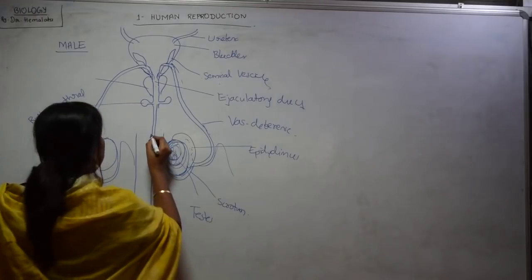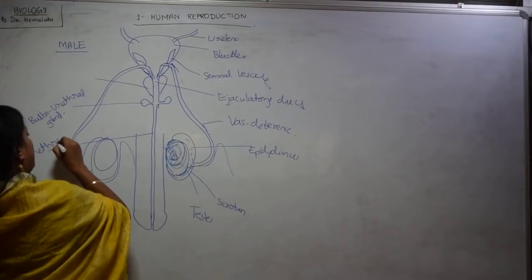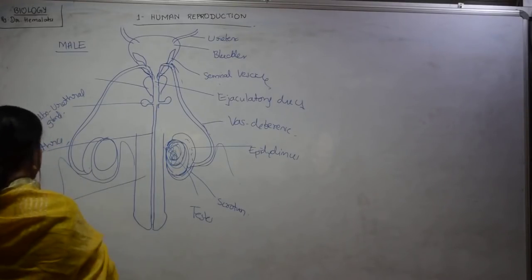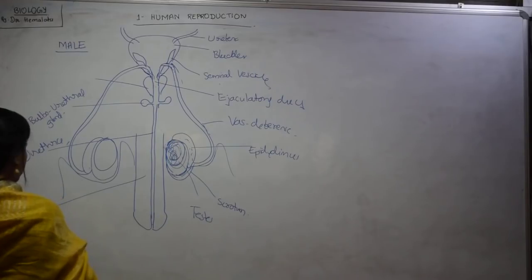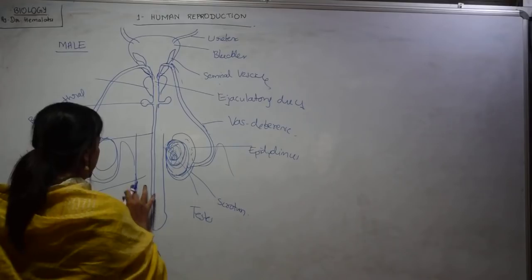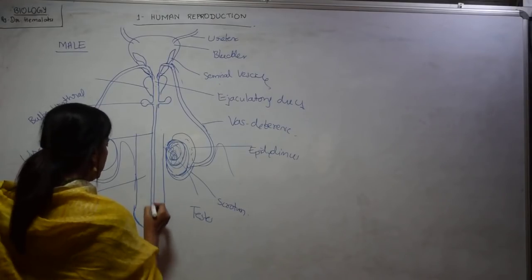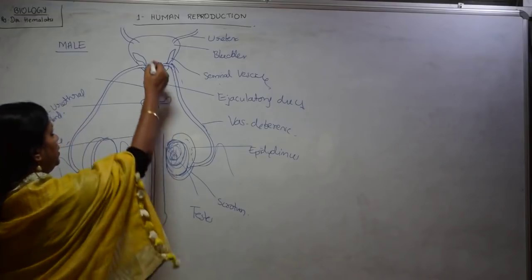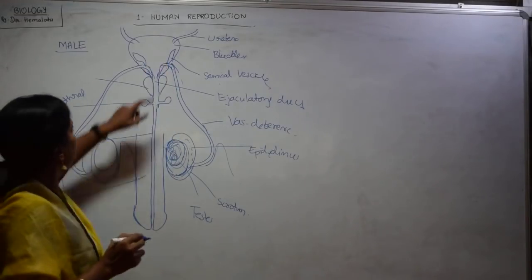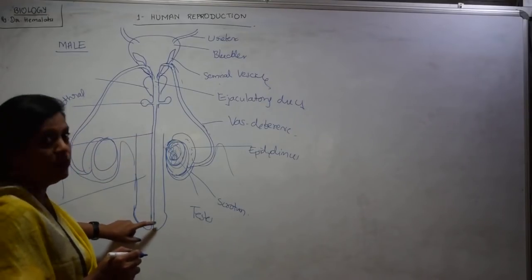Okay, and this is the urethra. This is the penis. And the tip of the penis is a slightly swollen part, right? Like this. It is the last part of it. This is the urethra tube, the common opening for the urine and sperms, right? This is the tip of the penis.